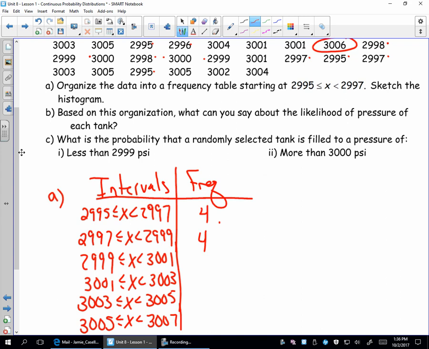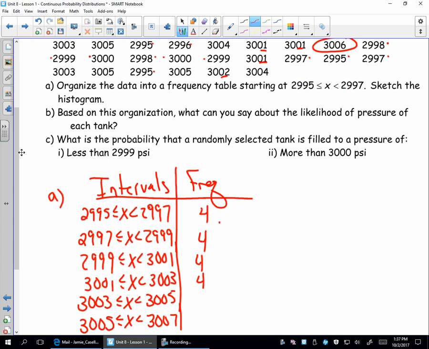I see 3 of those. 99s and 3000s: 1, 2, 3. Oh, there's one right here. I missed one. 4. Okay. 01s and 02s: there's 1, 2, 3, 4. Oh, there's 4 of those.